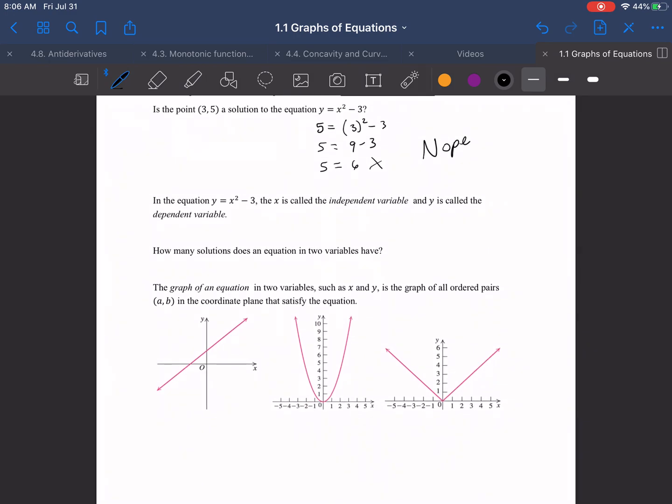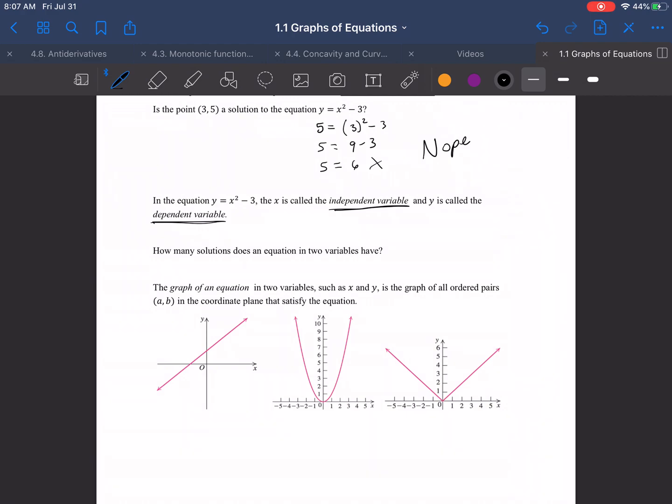In the equation y equals x squared minus 3, the x is called the independent variable and y is called the dependent variable. Those are important terms to be able to remember, especially thinking in science research. Your independent variable, which is the x, that's the value you're inputting. It's the thing you're choosing. It's independent. You pick it on its own. And then you get y as the dependent variable because it depends on what you chose for x.